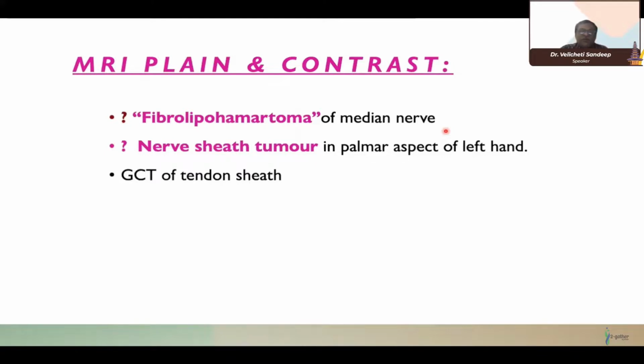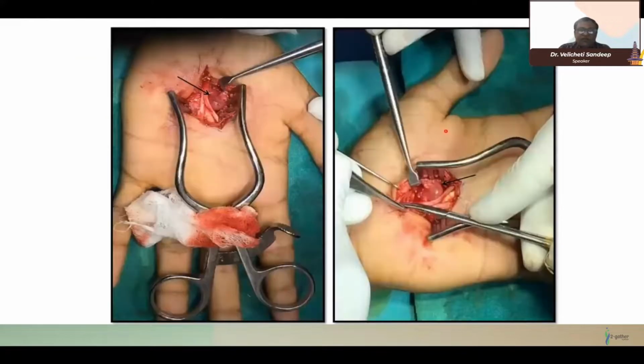Nerve sheath tumor is another possibility, but nerve sheath tumors hardly calcify, so we could not even be confident about that diagnosis. Finally, GCT of tendon sheath or pigmented villonodular synovitis, on gradient images, would have been much more bloom, which is not our case. So we have no clue at this stage.